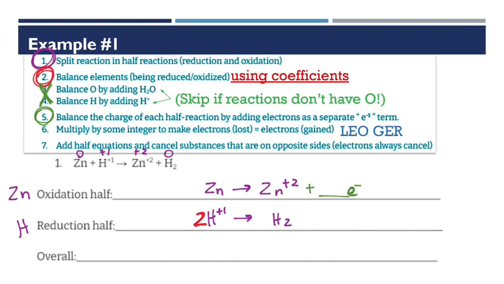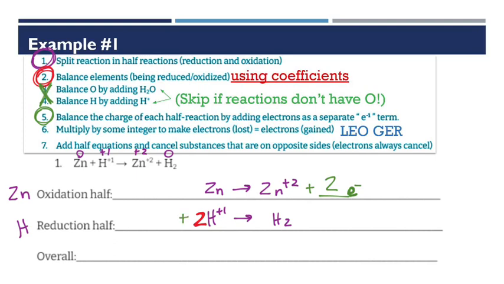And I know oxidation, it's on the product side. And if I'm thinking, okay, how many electrons do I need to add over here to match the charge I currently have on the other side? Well, the other side is 0, and I currently have a +2 charge here. So that's going to be 2 electrons.